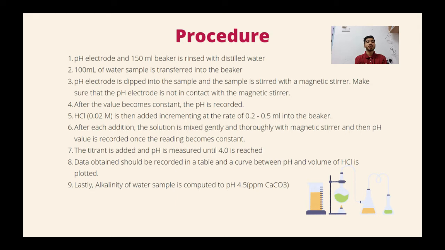After that, 0.02 molar HCl is added, incrementing at a rate of 0.2 ml into the beaker. After each addition, stir the solution gently and record the pH when it is constant. The process is repeated until the measured pH becomes 4.